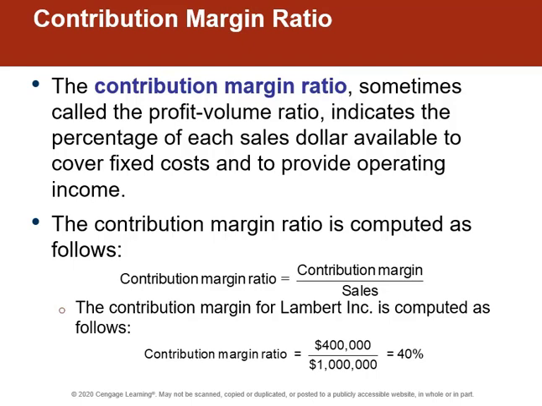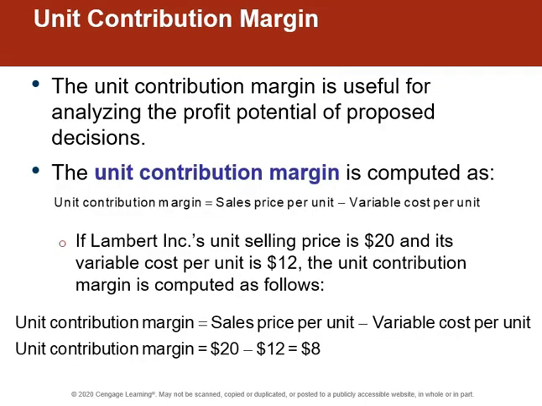Now, if we wanted to say, well, what is the contribution margin ratio? Okay, this is very simple. We just take the contribution margin divided by sales. In this case, the contribution margin was 400,000. Sales were 1 million. That gives us a contribution margin ratio of 40%. Now, what I think is even more useful is when we calculate the per unit contribution margin.